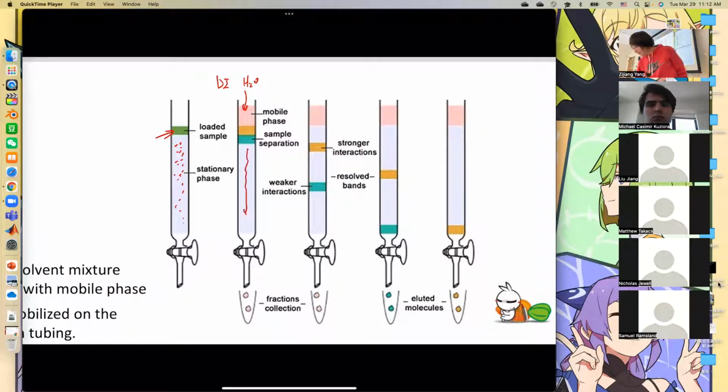And then we know that the DI water will just go down. Because different chemicals have different affinity to the sand, they will travel at different speeds. So for example, this blue or green one travels fast. So when this green one goes down first, we can collect it first. And then when this yellow or orange one goes down, we can collect it next. And finally, we can separate the components of this sample.